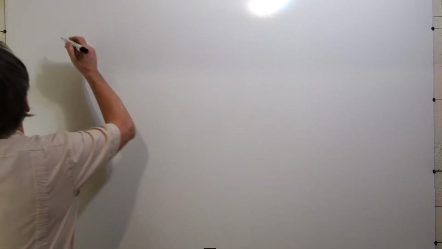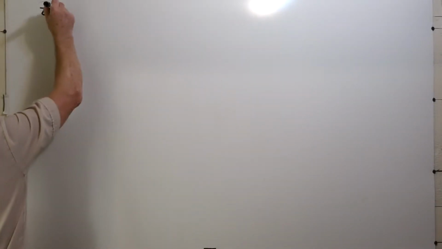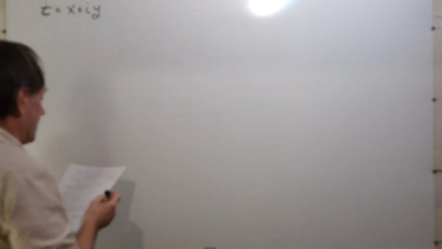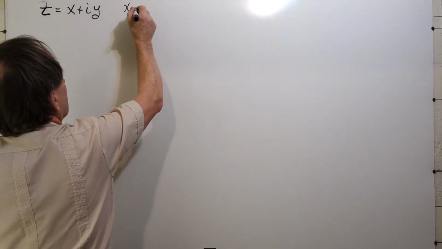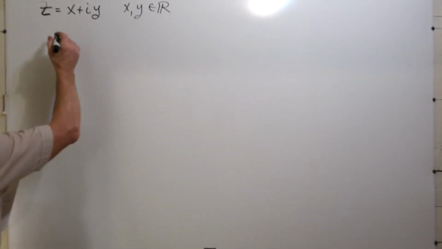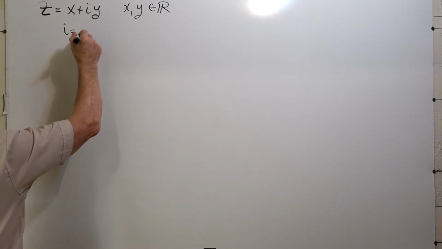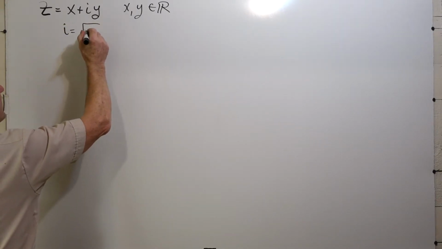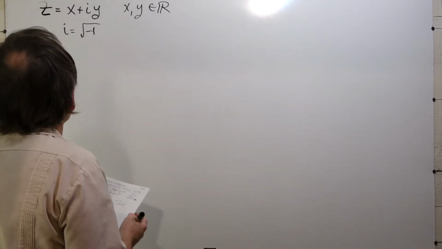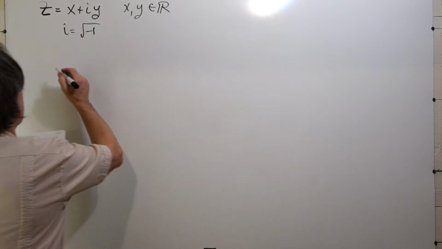Now I'm going to get started discussing complex arithmetic. We define a complex number z as x plus iy, where both x and y are elements of, or belong to, the real numbers. And i is defined as the imaginary unit, the square root of minus 1.